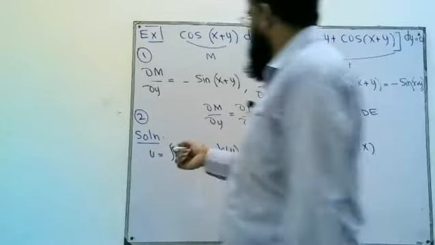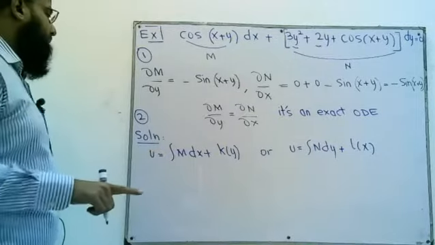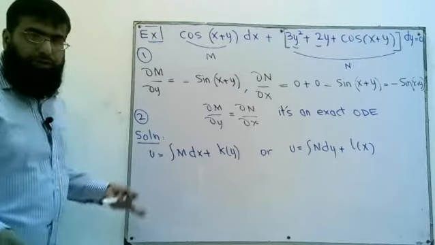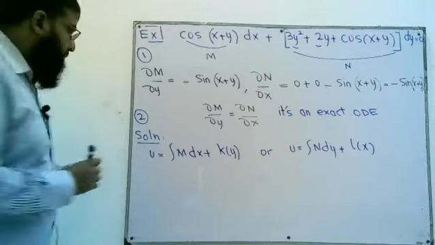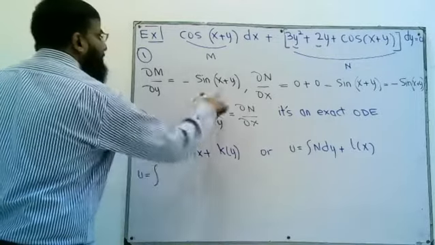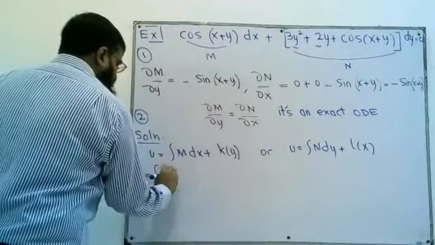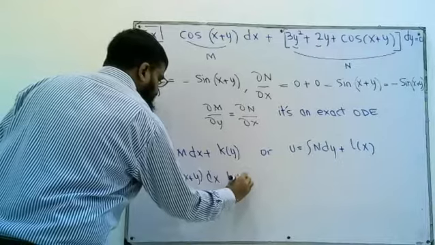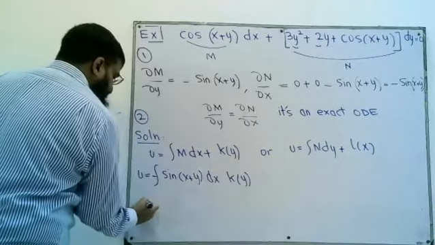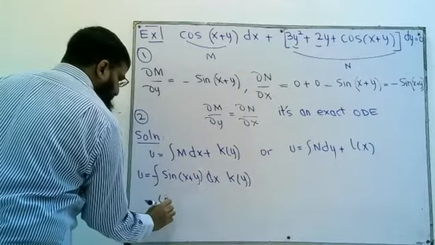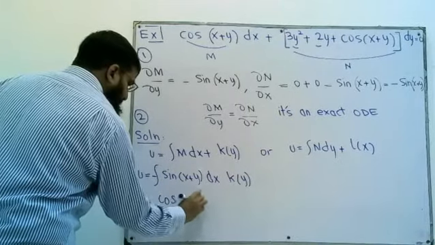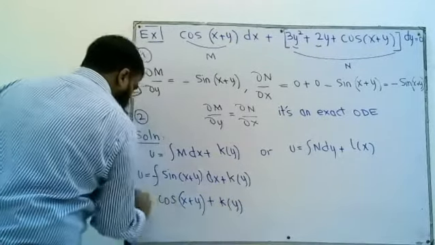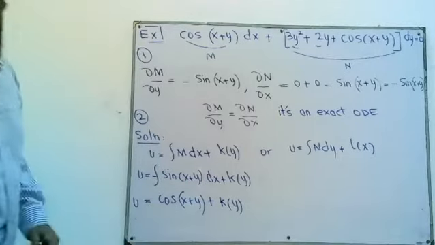Or this can be a solution, because we have put M equal to partial u over partial x. So we can use any of these two, 3 or 4. So let's use 3. So u is the integral of M, which is minus sine of (x+y), plus k of y. So the integral of minus sine is cos, so this is cos(x+y) plus k of y.